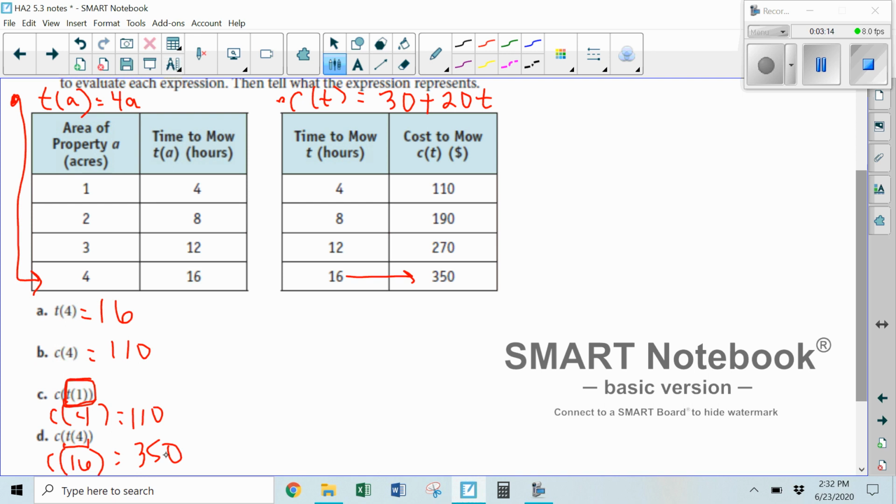Okay, now we didn't tell what these represent, so go ahead and pause the video and write down what this whole thing represents for each one, A through D. Your answers are, for part A, it takes 16 hours to mow 4 acres. Part B, it costs $110 for 4 hours of mowing. Part C, it costs $110 to mow 1 acre. And D, it costs $350 to mow 4 acres.